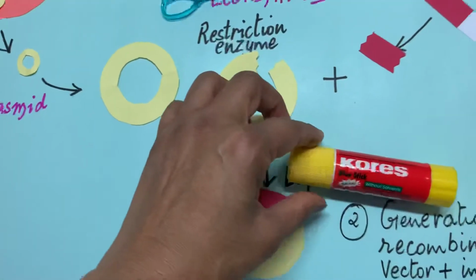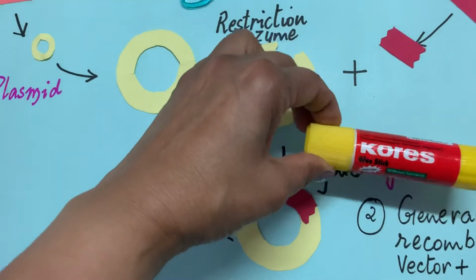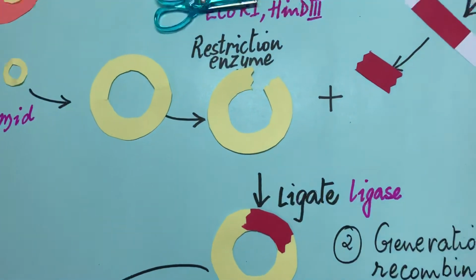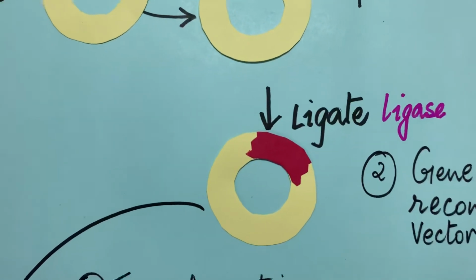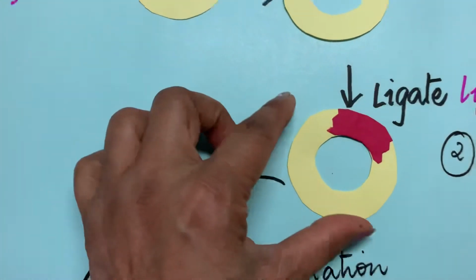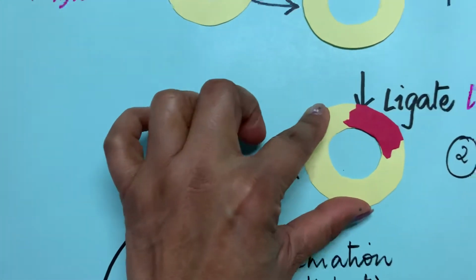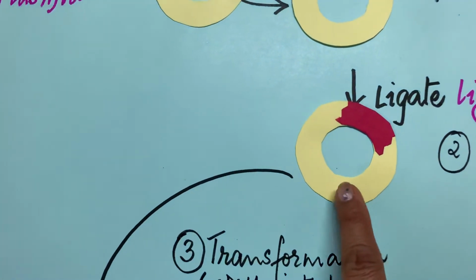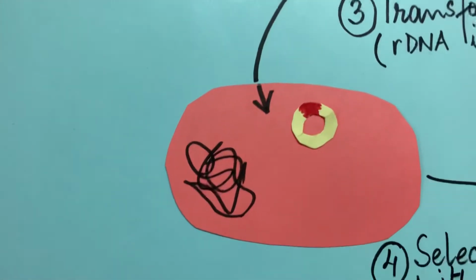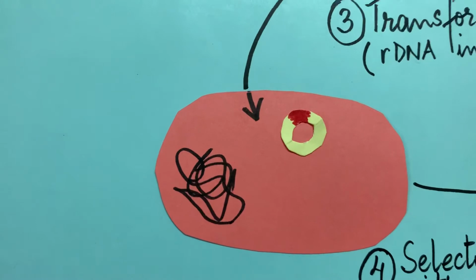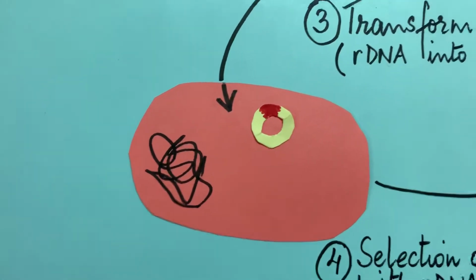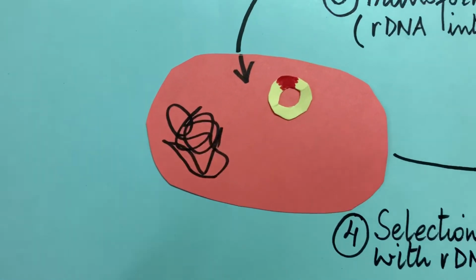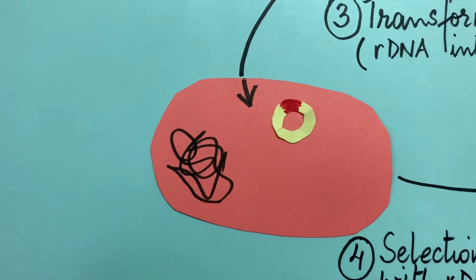It is with the help of a glue, which is the molecular glue, and it is the enzyme ligase. Now this is called a recombinant molecule or recombinant plasmid. Now this recombinant plasmid is put back into the bacteria, which you can see here. Okay, so there's a possibility that some bacteria might not take up this recombinant plasmid.